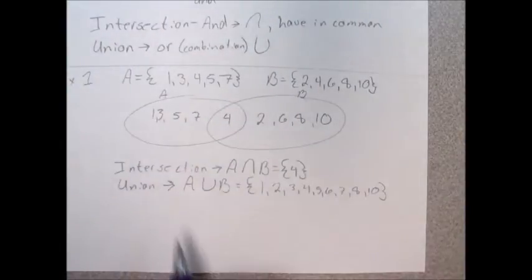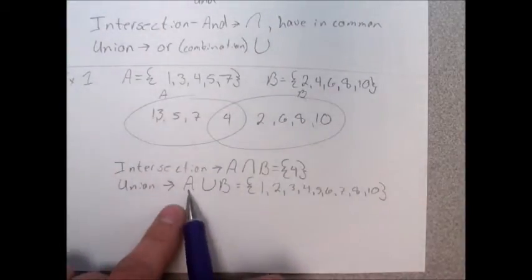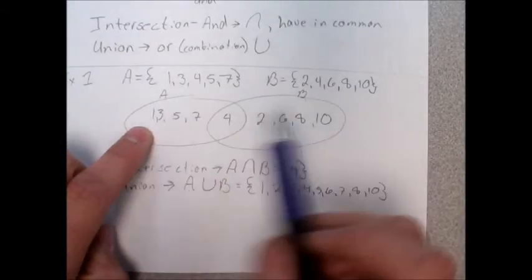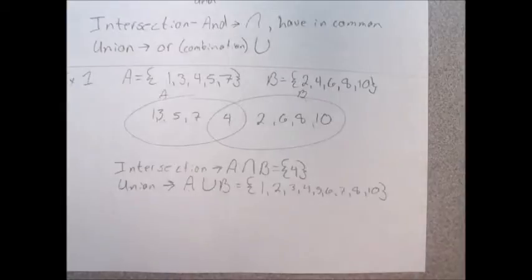So I'm saying, what is in A or B? Well, 1, 3, 4, 5, 7 is in A, and 2, 4, 6, 8, 10 is in B, so I have to list all of those. I do not want anything written down twice. Okay? Nothing needs to be written down twice in that particular instance.